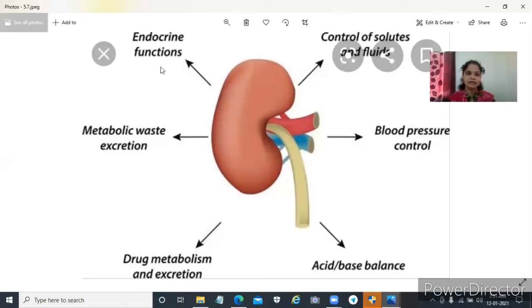Now the last one is the endocrine function. The kidney itself secretes substances like calcitriol and erythropoietin. Erythropoietin helps in the production of RBCs, and calcitriol helps in the formation of bone. So these are the different functions of the kidney.